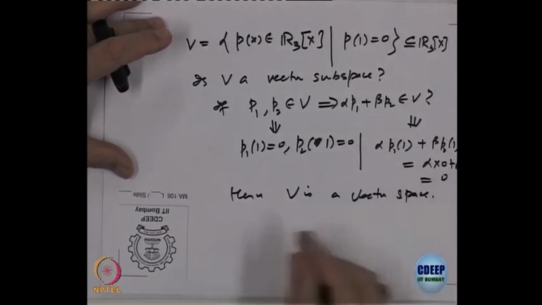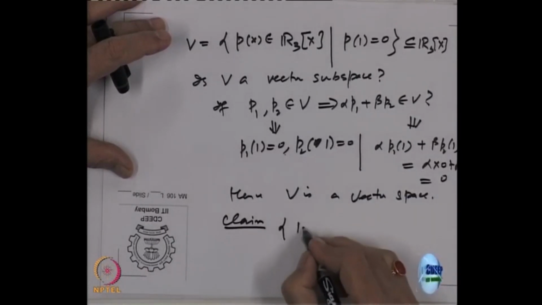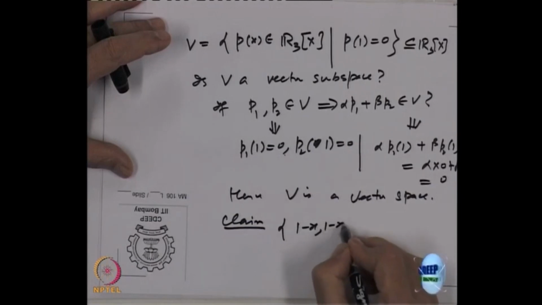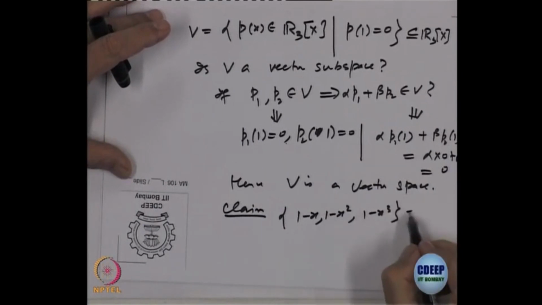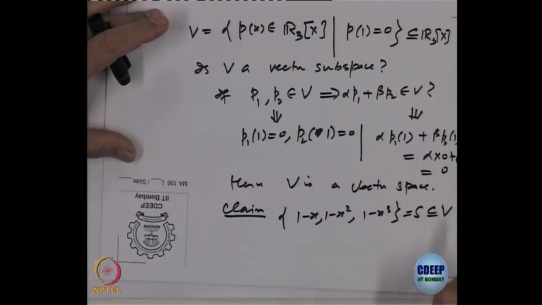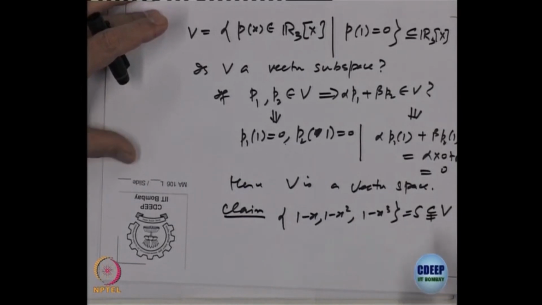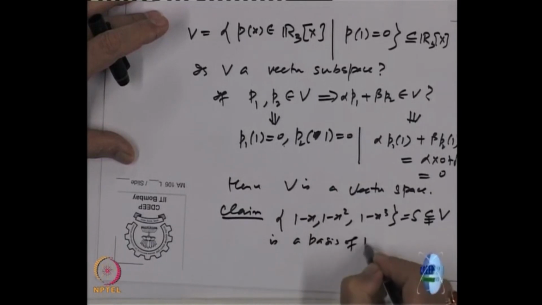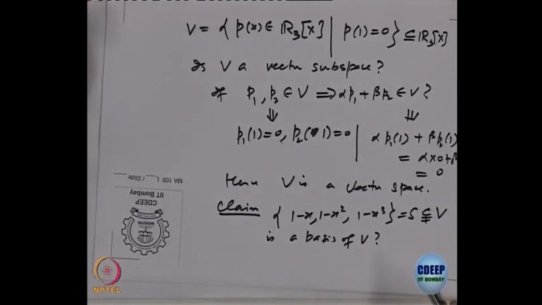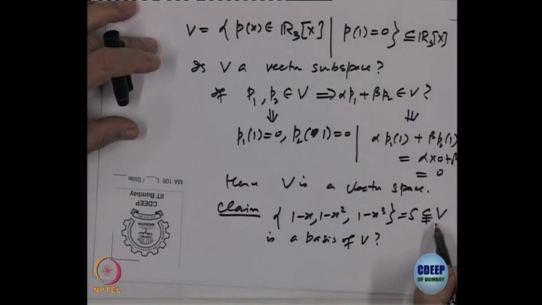So, the claim is, look at the set 1 minus x, 1 minus x square and 1 minus x cube, that is a set S, a subset of V, of course not equal to, right. Claim that this is a basis of V. So, what is to be shown? First of all, I do not know whether it is a subset or not, I should verify that also, right.